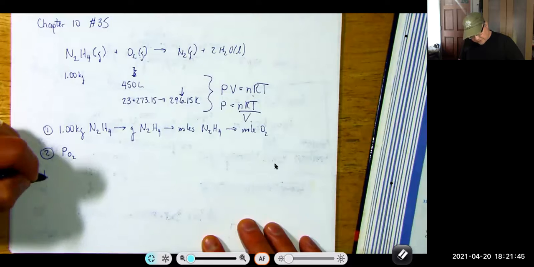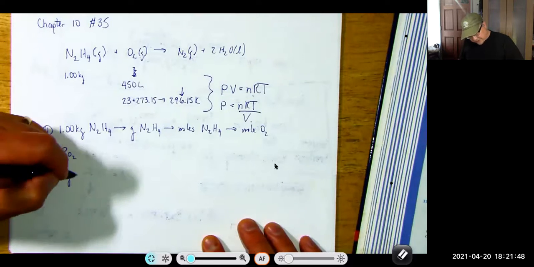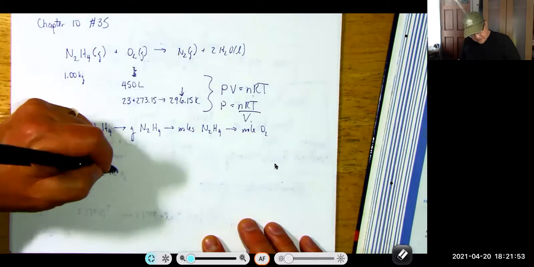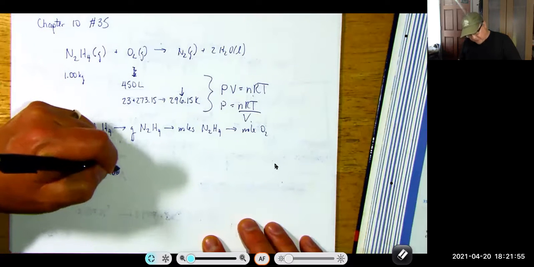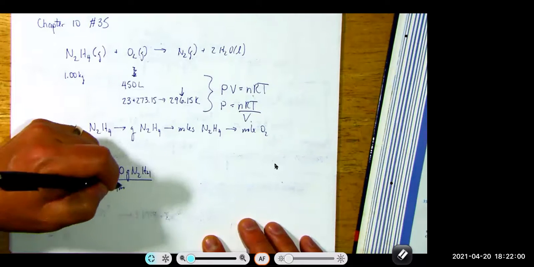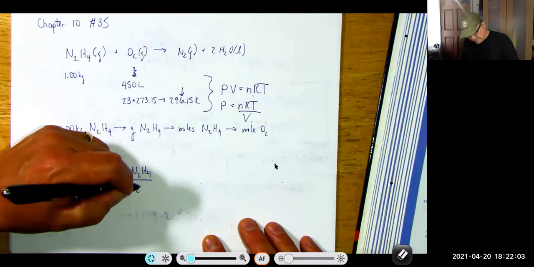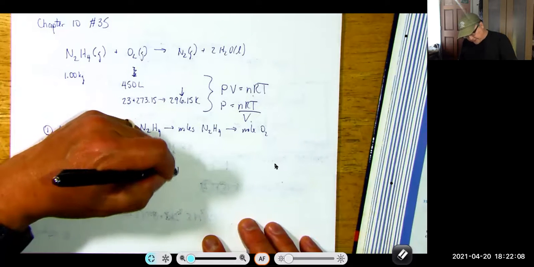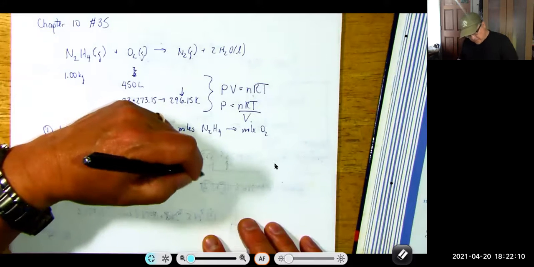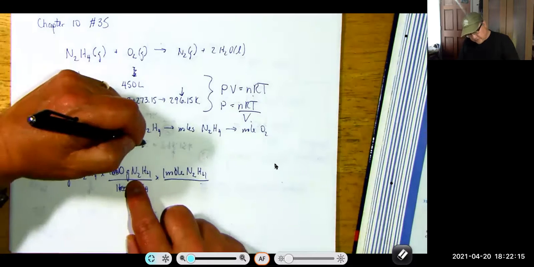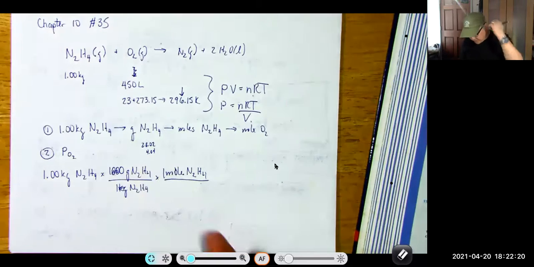So 1.00 kilograms of hydrazine times 1,000 grams of hydrazine per 1 kilogram of hydrazine times 1 mole of hydrazine. 2 of these is 28.02. 4 of these is 4.04 for a grand total of 32.06.